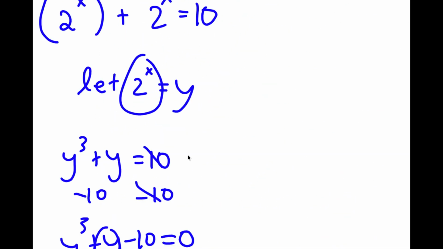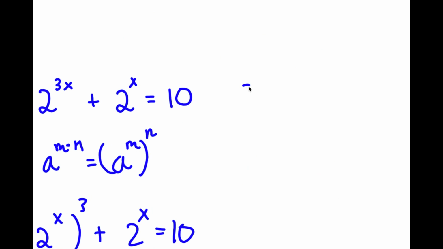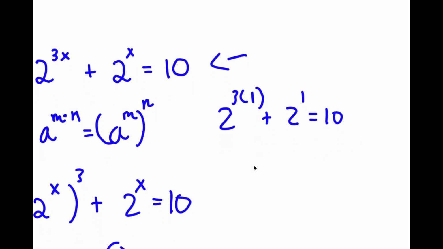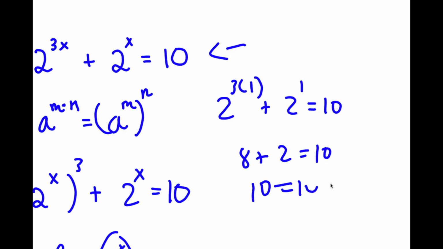So now to check, let's go ahead and plug this back into our equation here. So I have 2 to the power of 3 times 1 plus 2 to the power of 1 is equal to 10. 2 to the power of 3 is 8 plus 2 is equal to 10, meaning 10 is equal to 10. So this is right.